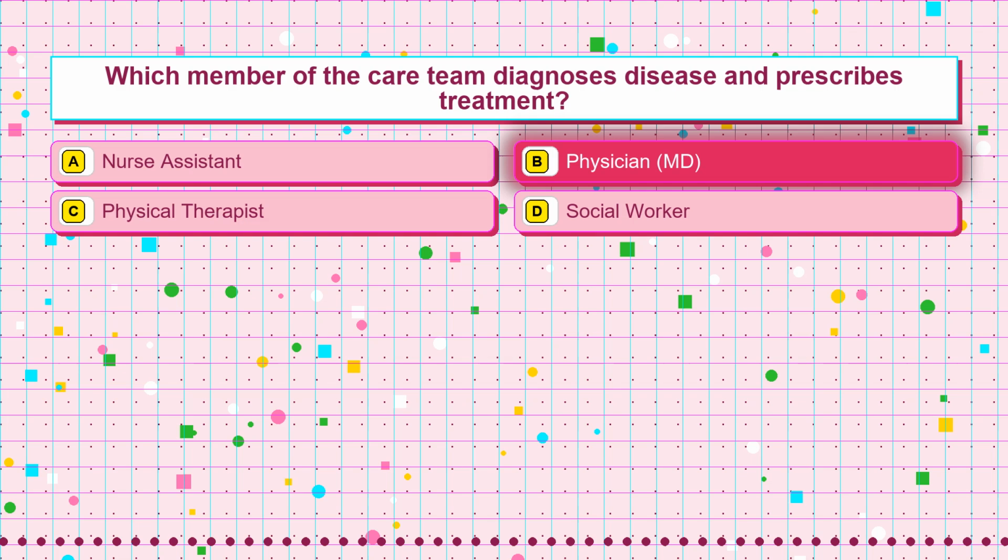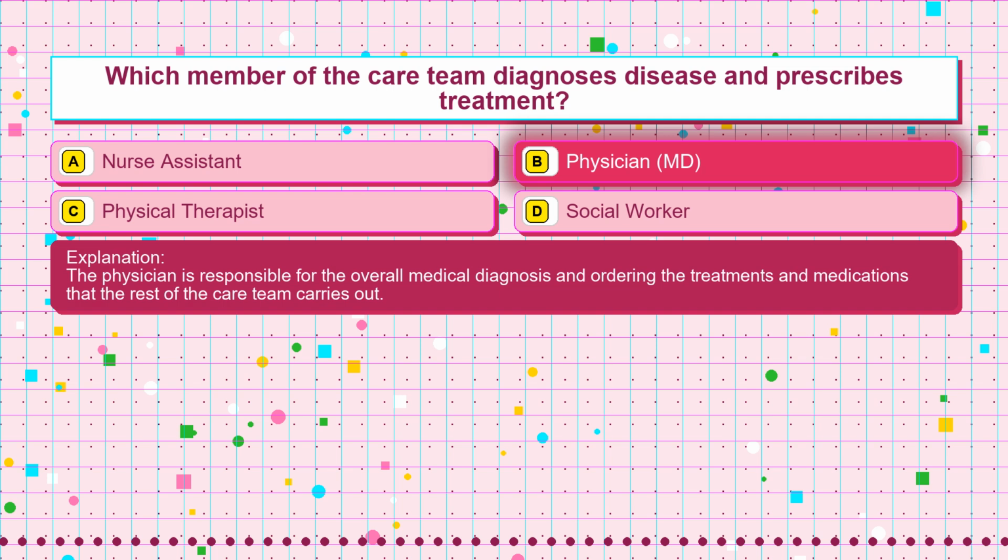The correct answer is option B. Physician, MD. The physician is responsible for the overall medical diagnosis and ordering the treatments and medications that the rest of the care team carries out.